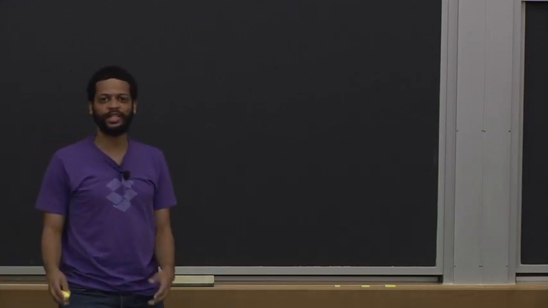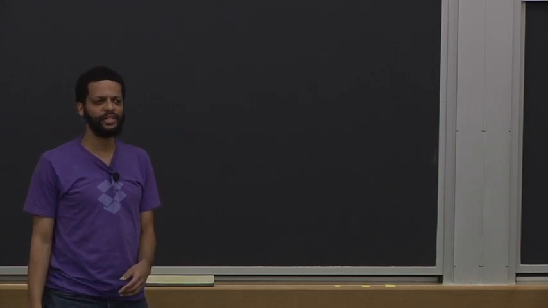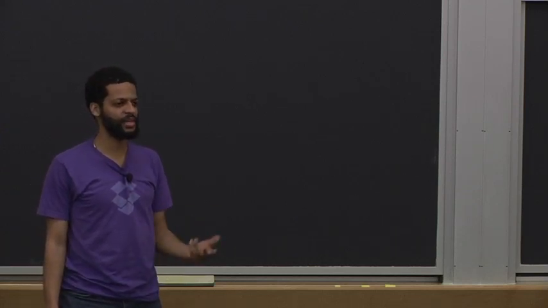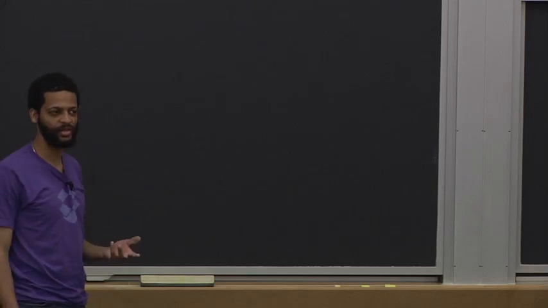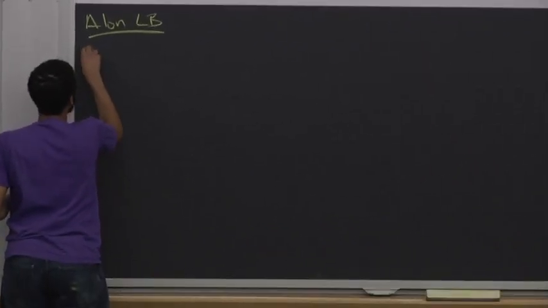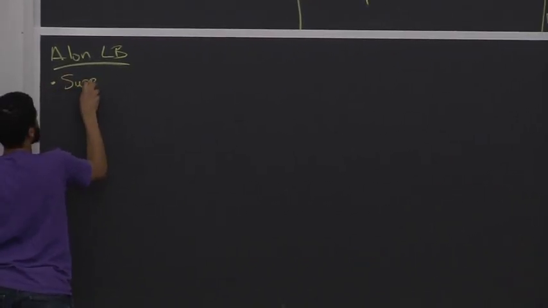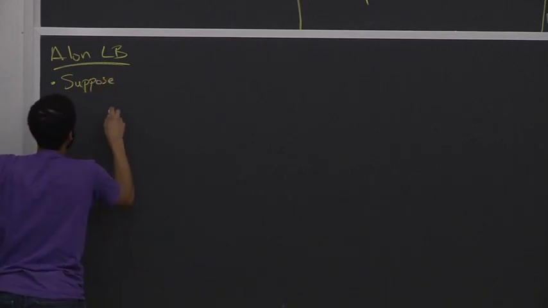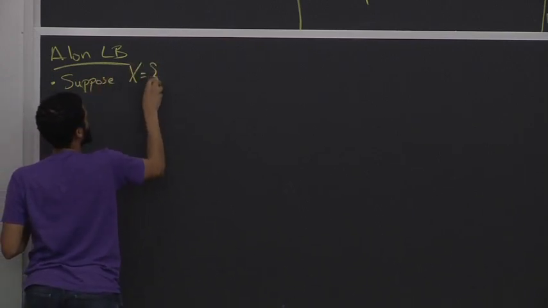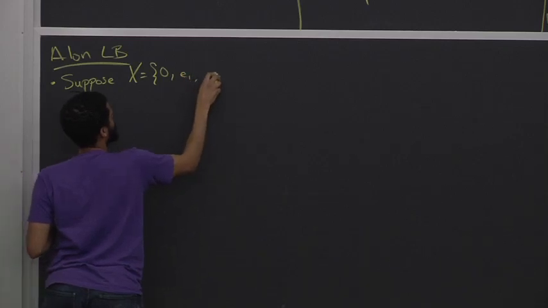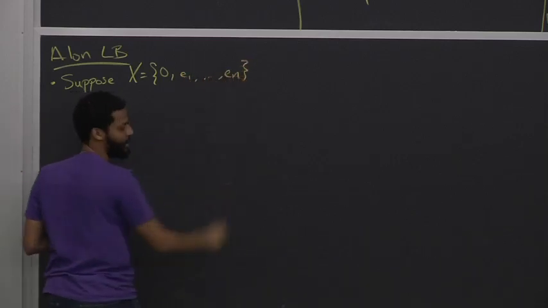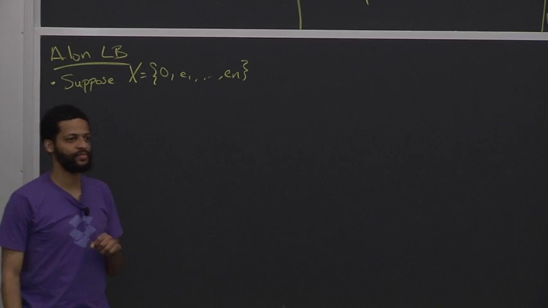Alon's lower bound goes as follows. It's based on something that you've already seen, I believe in PSET 1, which is incoherent vectors. Suppose in JL, your x is 0, e1 up to en. So it's 0 as well as the standard basis vectors.